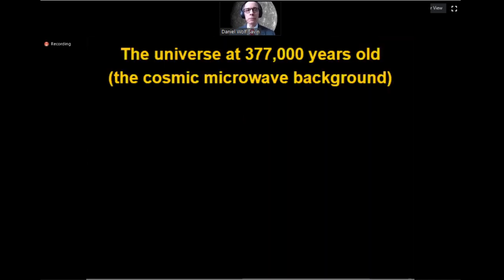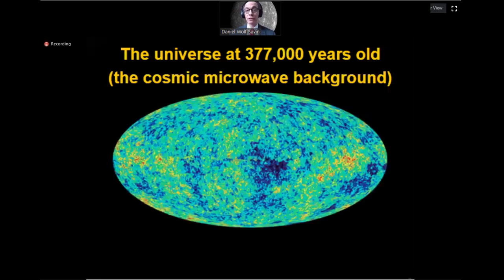And here is a picture of the universe when it was only 377,000 years old. This is called the cosmic microwave background because the light from that time has been redshifted into the microwave regime of the electromagnetic spectrum. 377,000 years sounds like a really long time. But if we were to think of this as the life of a person, this is basically the picture of what someone would look like at one day after their birth.